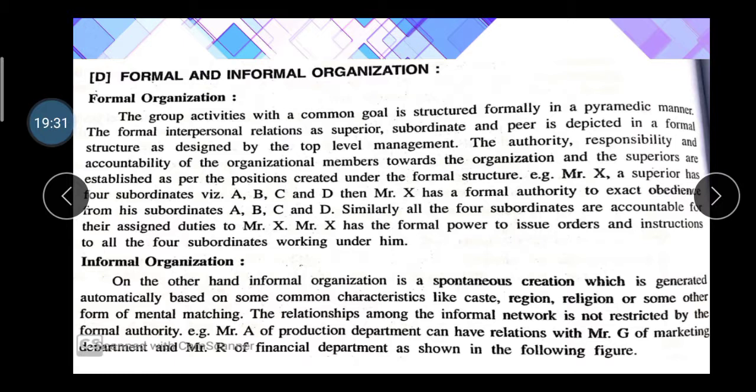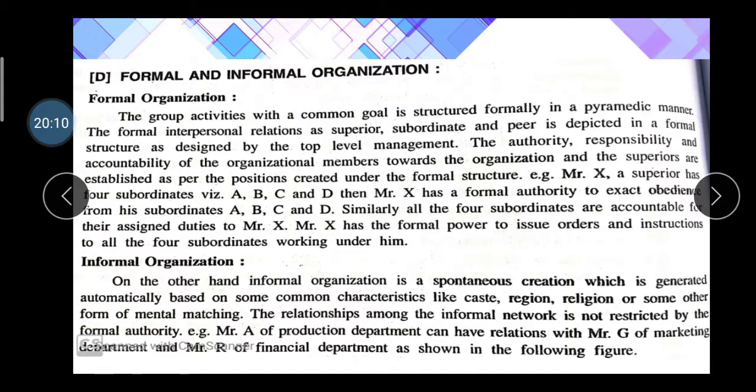The authority, responsibility, and accountability of the organization members toward the organization and the superior are established as per the position created in the formal structure. Here is one example: Mr. X is a superior who has four subordinates like A, B, C, D. Mr. X has the formal authority to accept work from the subordinates, and A, B, C, D are similarly accountable for the work and duty assigned by Mr. X. So Mr. X has the formal power to give orders and instructions to these four persons A, B, C, D.